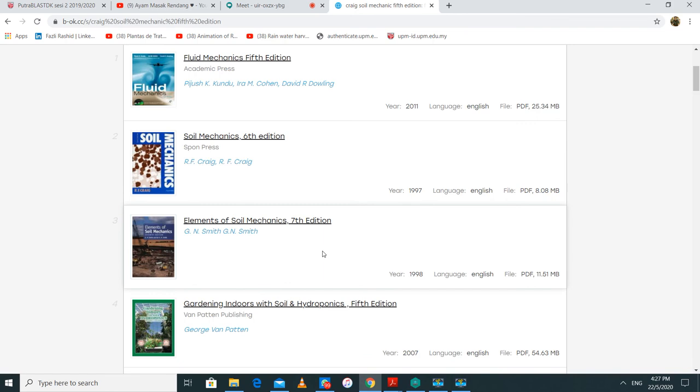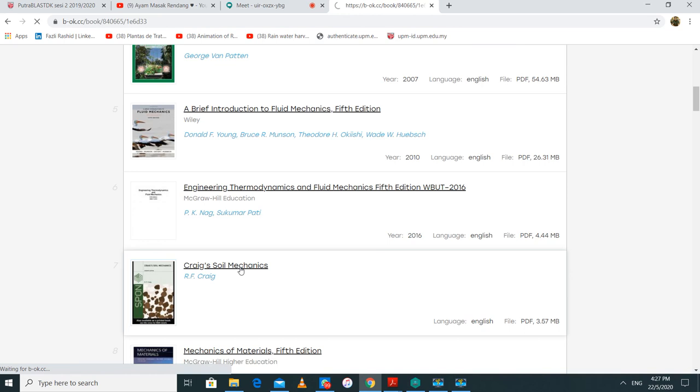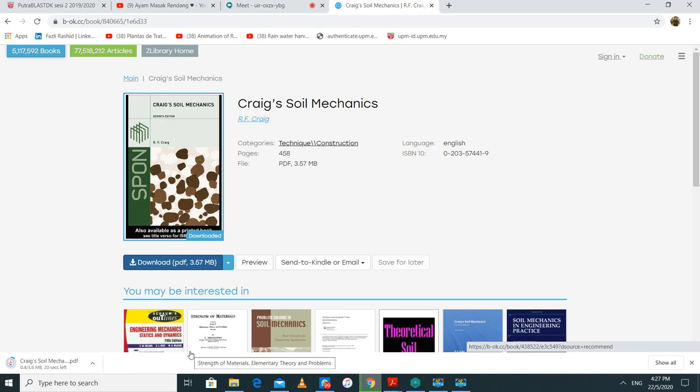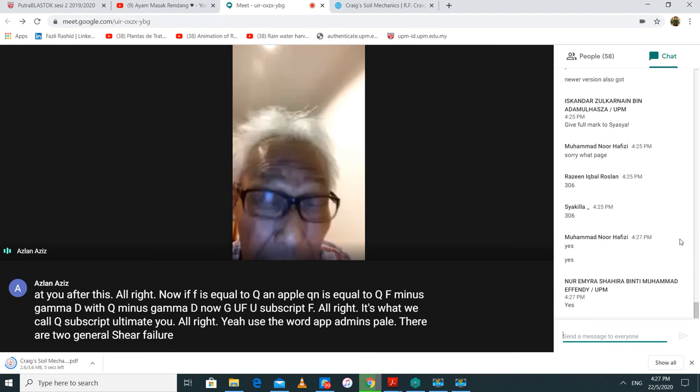Let me just look at QF first. Now, QNF over QN is equal to QF minus gamma D over Q minus gamma D. Now, Q subscript F is what we call Q subscript ultimate, Q ult. They use the word F. F means fail: fail through general shear failure, fail through local shear failure, fail through punching shear failure.